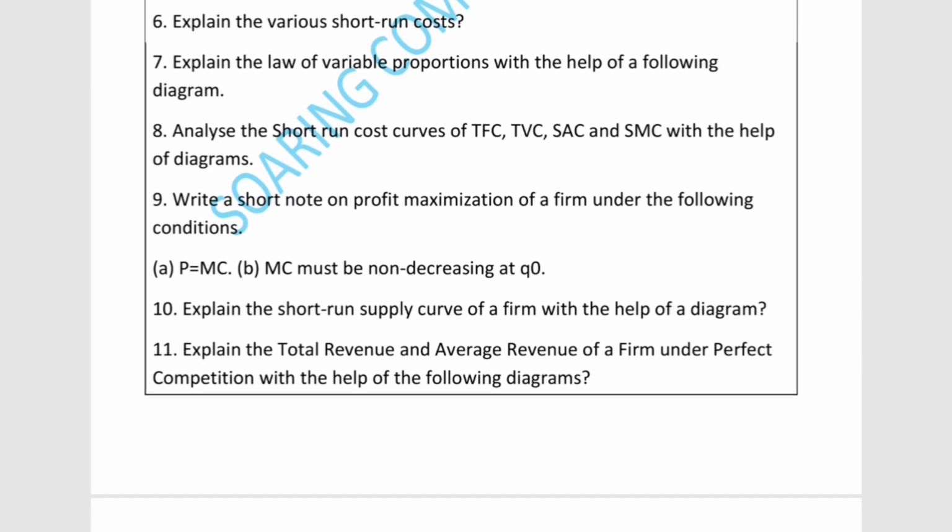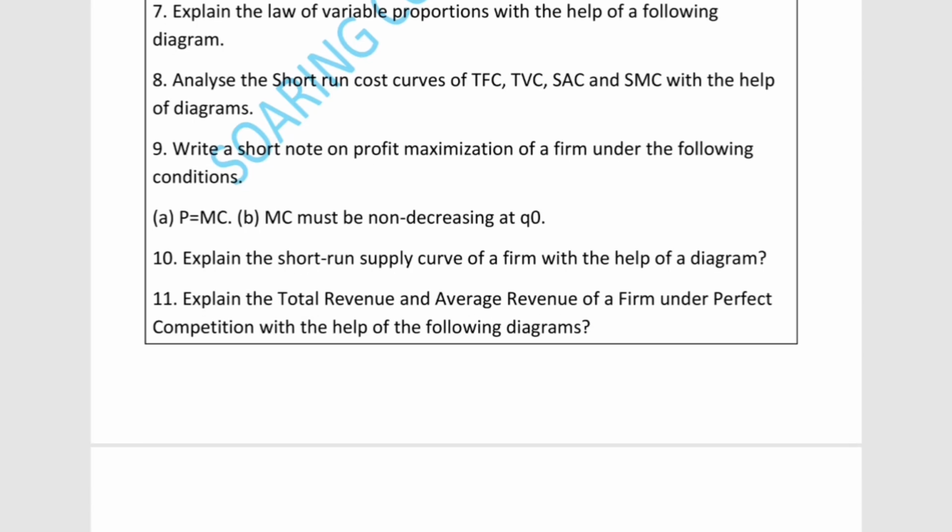Okay, so the next question from this chapter is explain the short-term supply curve of a firm with the help of a diagram. Remember, this is the important question. Okay, this year in the annual examination, maybe they are going to be asking this question. Please do prepare this question very well.